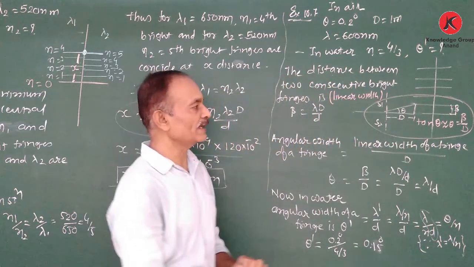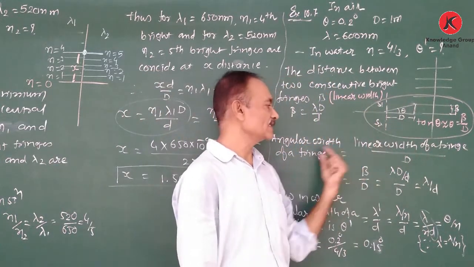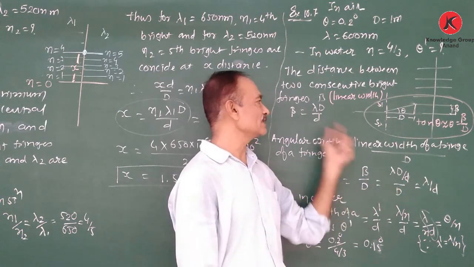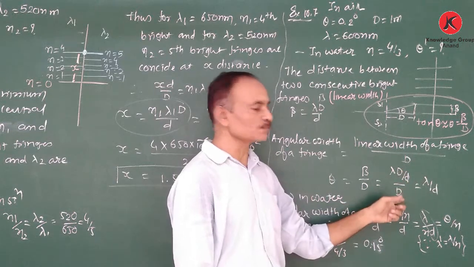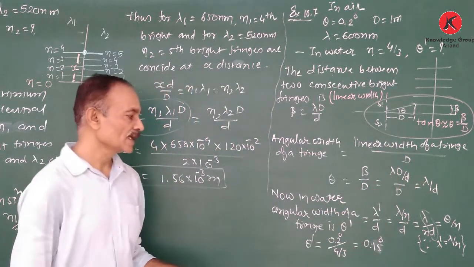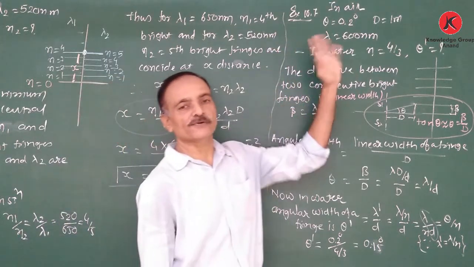Now this figure is only for your understanding of how we write this equation. Therefore, theta is equal to beta upon D. We know that beta is equal to lambda D upon small d. D cancels. Therefore, theta is lambda upon d. So here theta is given, that is 0.2 degree.